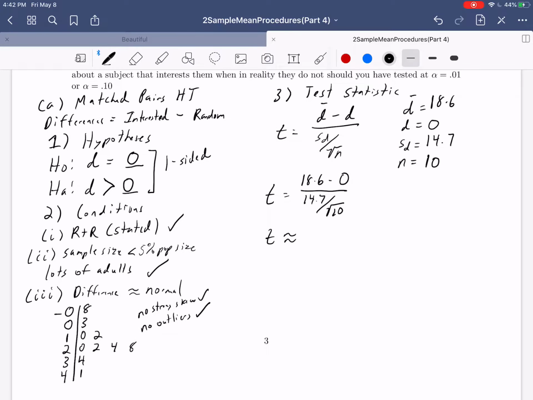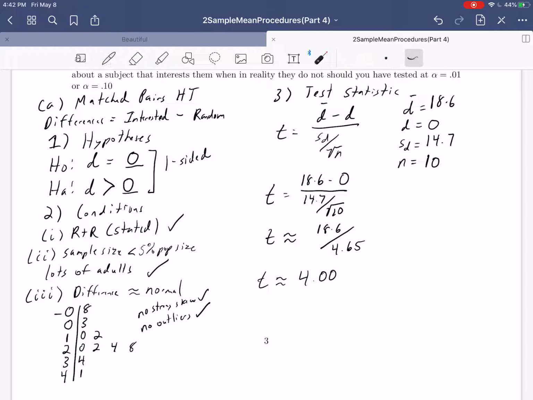As always, go ahead and do the top first, 18.6, and the bottom separately. So we've got to take 14.7 and divide by the square root of 10. Looks like we should get 4.65 there. Then go ahead and do that actual division, 18.6 divided by 4.65. And if you do that, you should get 4.00 about.